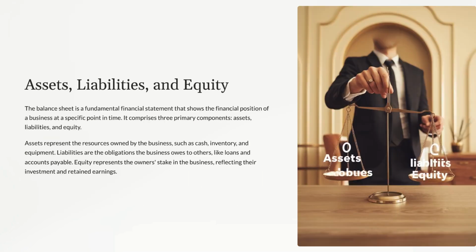Assets, liabilities, and equity. The balance sheet is a fundamental financial statement that shows the financial position of a business at a specific point in time. It comprises three primary components: assets, liabilities, and equity. Assets represent the resources owned by the business, such as cash, inventory, and equipment. Liabilities are the obligations the business owes to others, like loans and accounts payable. Equity represents the owner's stake in the business, reflecting their investment and retained earnings.